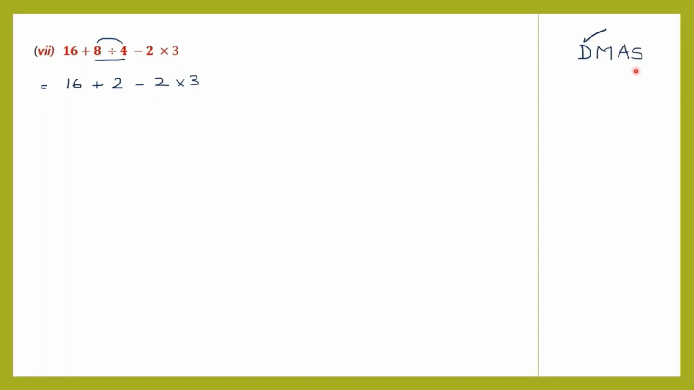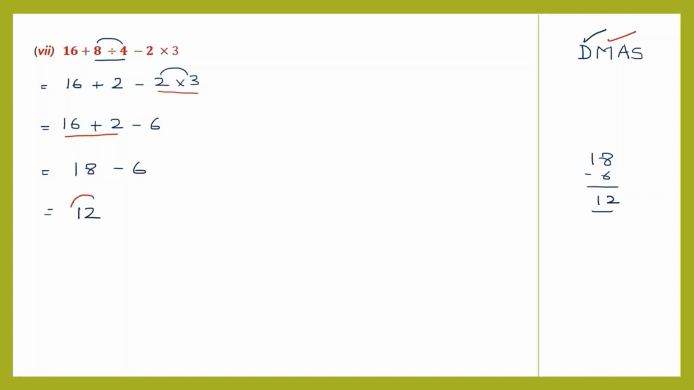Let's go back to this part of BODMAS. So division is over. Next we have to do multiplication. So we are going to finish multiplication, that is 2 into 3. So let's do that. So 16 plus 2 minus 2 3s are 6. So we have multiplied these two and we got 2 3s are 6. Now we have addition and subtraction. So let's do the addition first. That is 16 plus 2. 16 plus 2 is 18. 18 minus 6. So 18 minus 6. 8 minus 6 is 2 and then 1 we have 12. So our answer to this final question is 12.